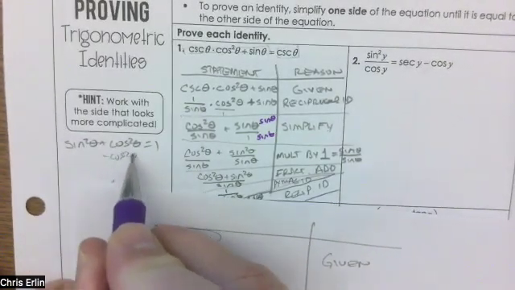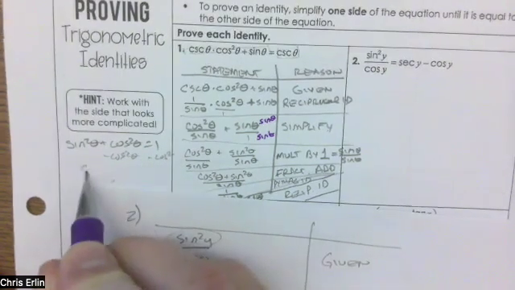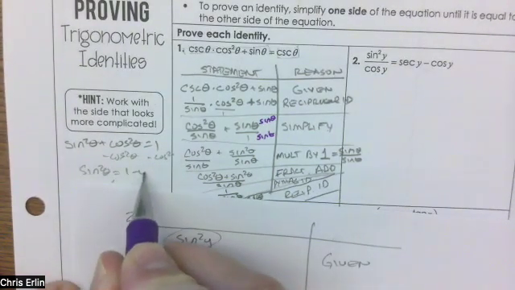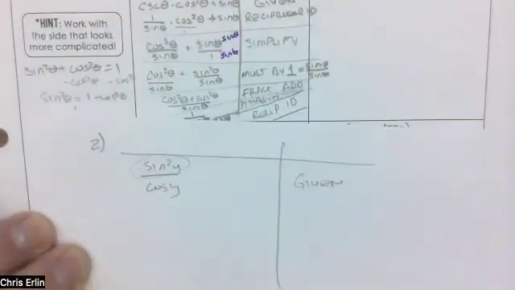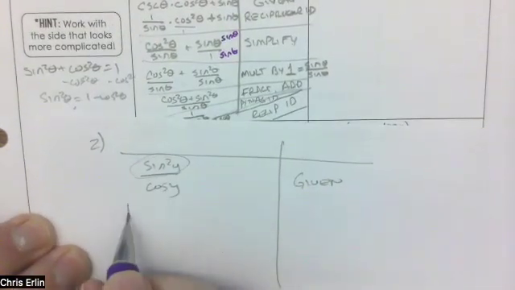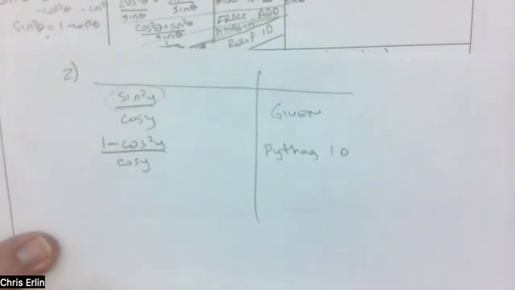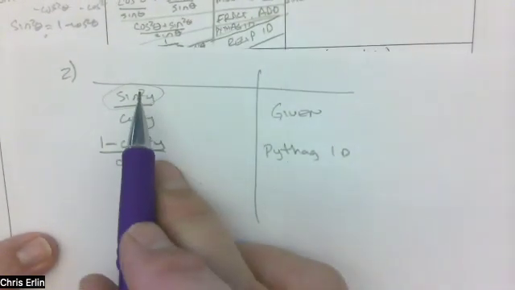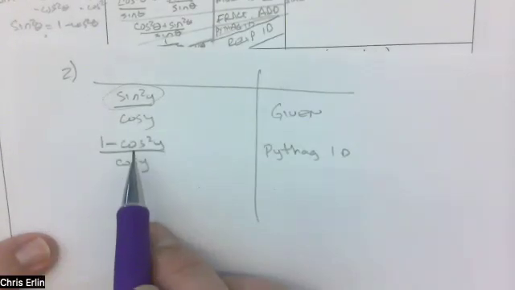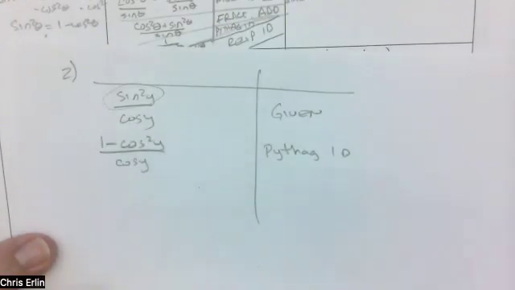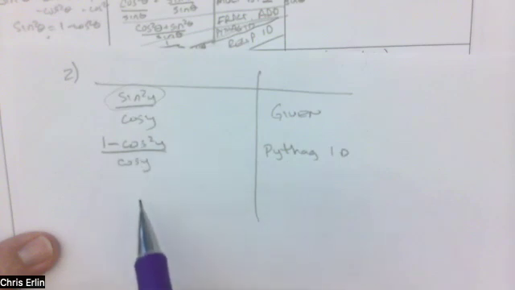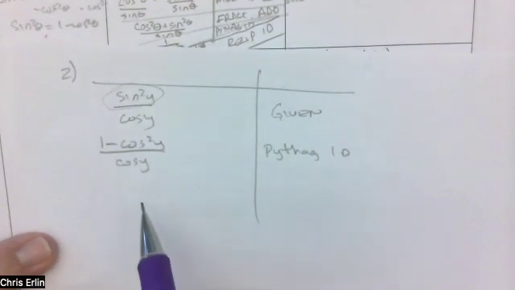So if I subtract cosine squared from both sides, what I get is that sine squared is equal to 1 minus cosine squared. So I can replace this with 1 minus cosine squared y over cosine y. And that's the Pythagorean identity. How did I go from this step to this step? Well, let me show you what I'm going to finish with, and then maybe you'll see how it comes about.